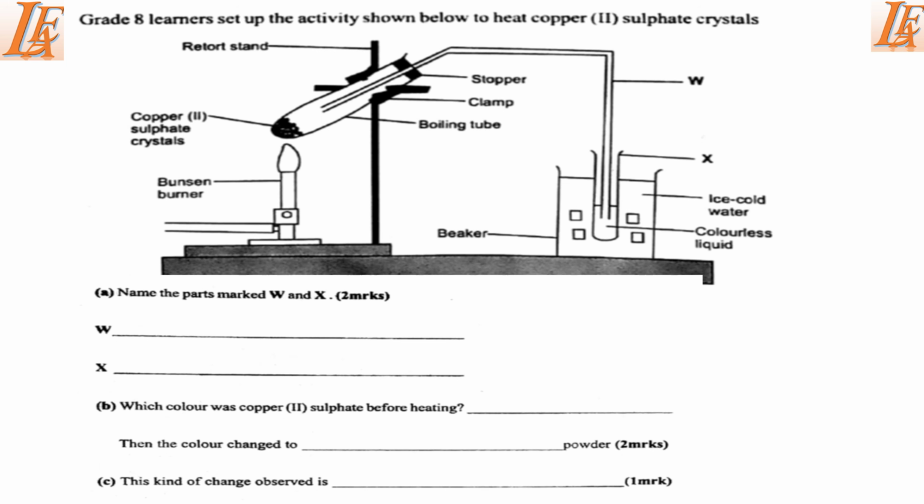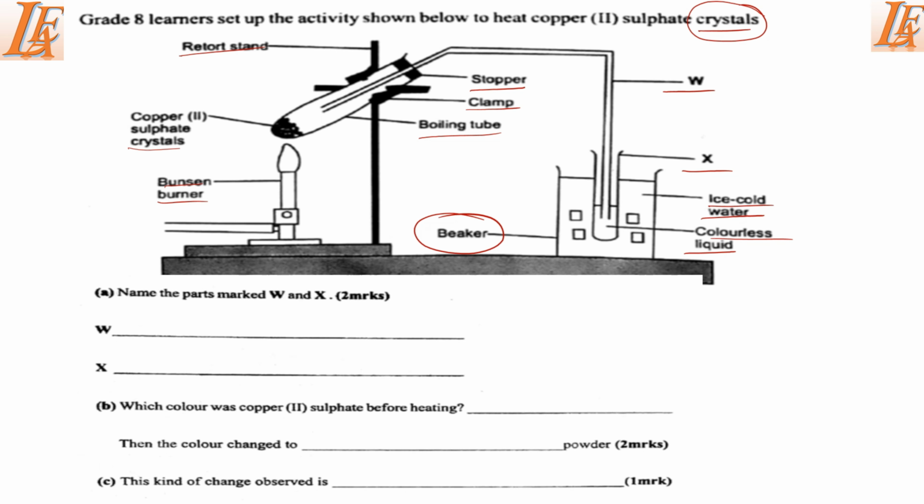Question 14, grade 8 learners set up the activity shown below to heat copper(II) sulfate crystals. When you talk about crystals, it means this substance contains water of crystallization. You can see this setup. We have a Bunsen burner. Then we have copper(II) sulfate crystals, which contain water of crystallization. We have a retort stand, a boiling tube, and a clamp. We have a stopper which is covering this boiling tube. We have apparatus W and apparatus X. We have a beaker containing ice cold water. And then we have a colorless liquid inside this apparatus X.